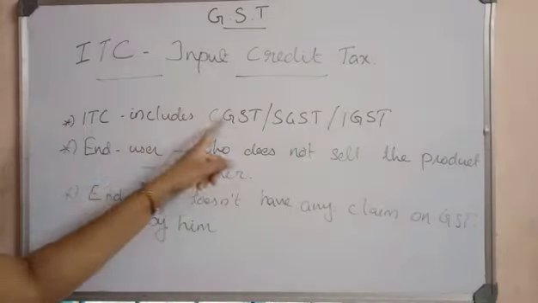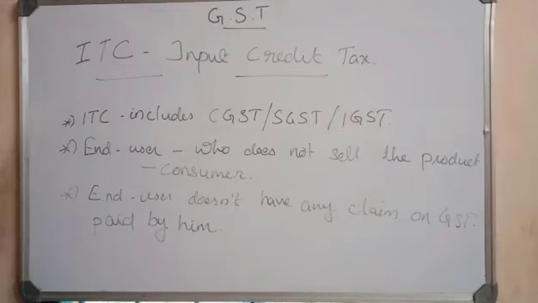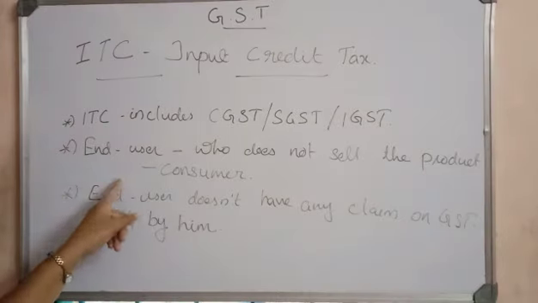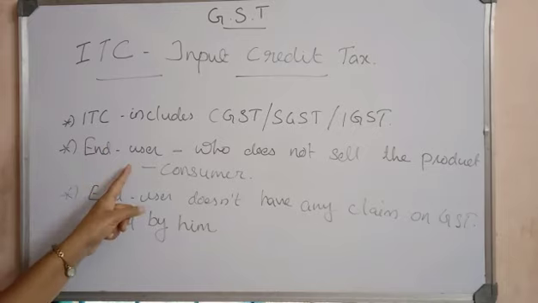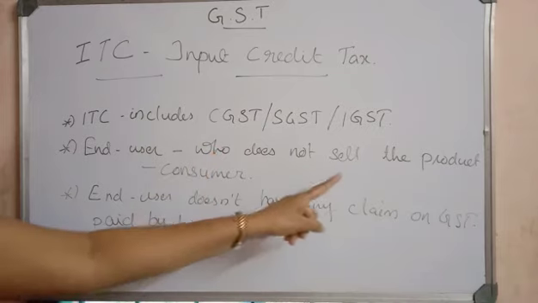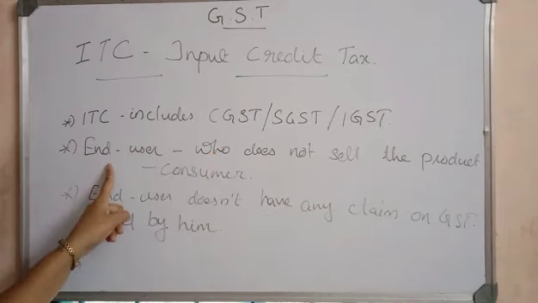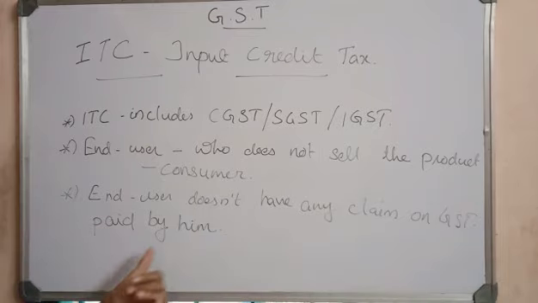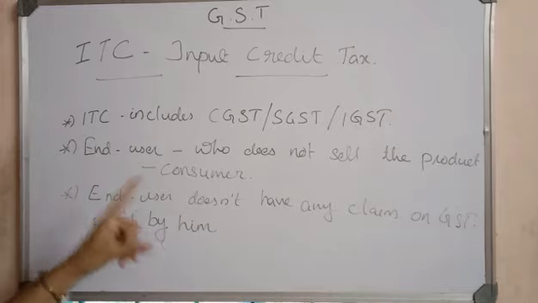ITC includes CGST, SGST or IGST that's paid on input goods or input services, etc. And there is one more word that you need to understand, the end user. End user means the consumer, the one who does not sell the product. The end user does not have any claim on GST paid by him. So these two points you need to keep in mind while solving the sums.